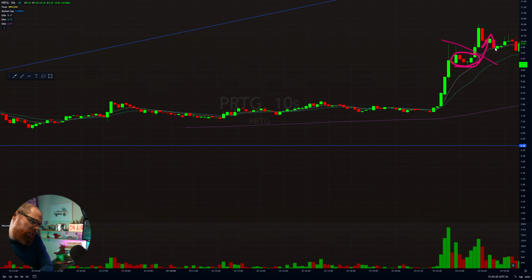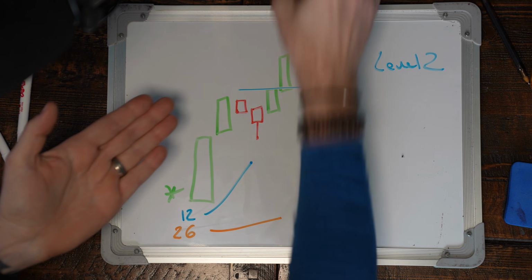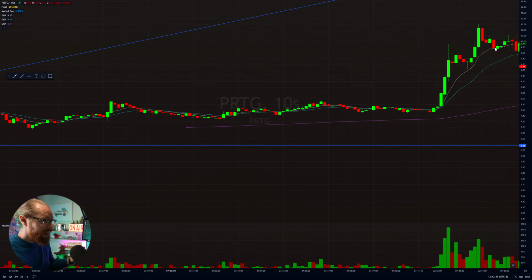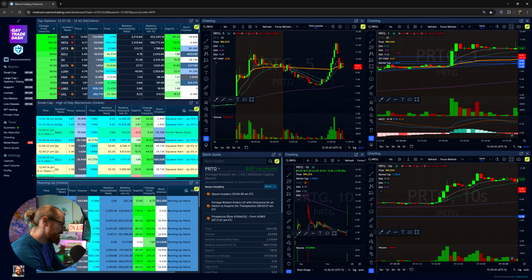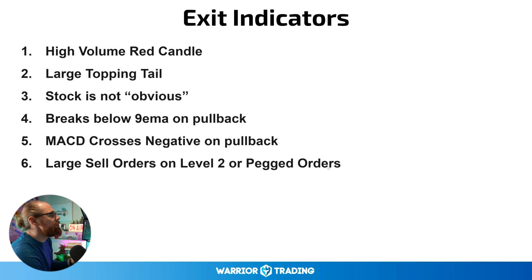And odds are strong that it's going to work. Why are the odds strong that it's going to work? Because this is the first pullback on a strong stock. There's lots of people watching it who are excited because this is a stock that's already proven how quickly it can move, right? So it's the type of stock that can really start to open up, and that's when I get really excited. And again, this is just understanding the psychology here. So once you're in the trade, your exit indicators: high volume red candle, large topping tail, stock's not obvious.